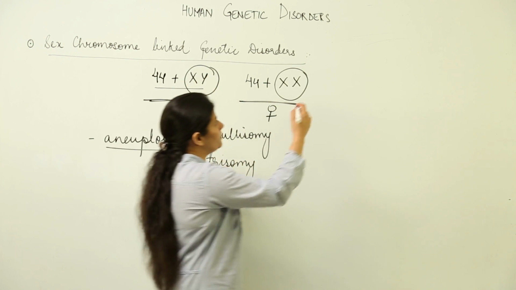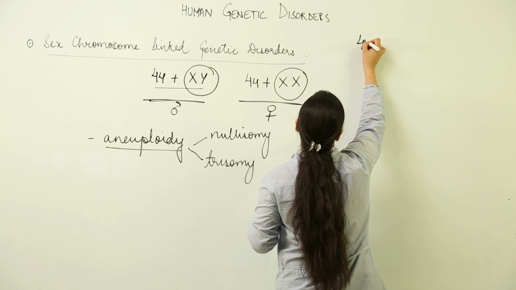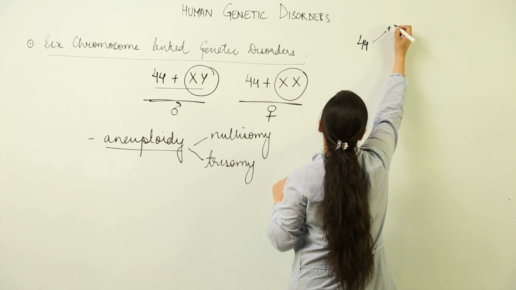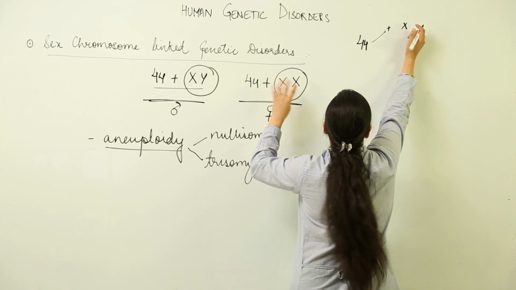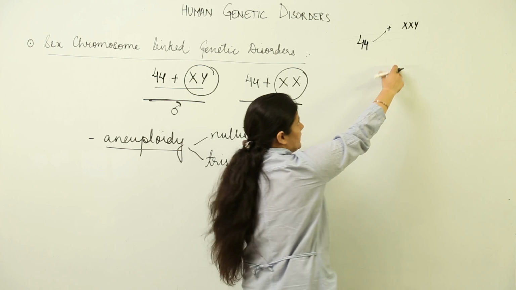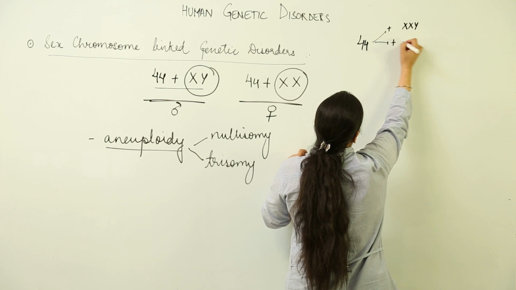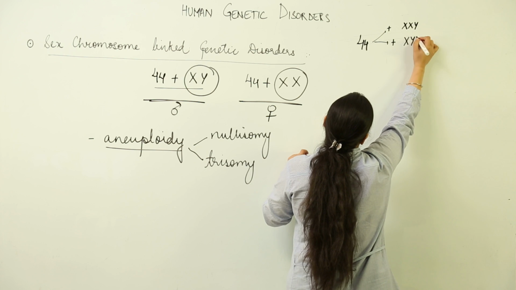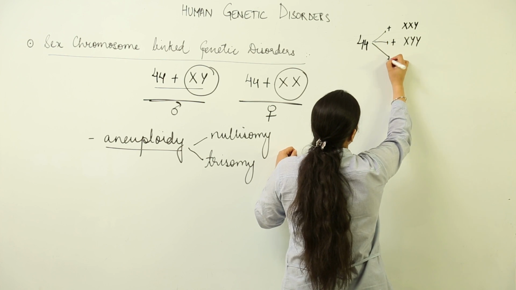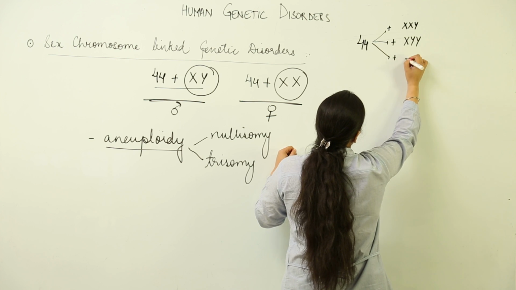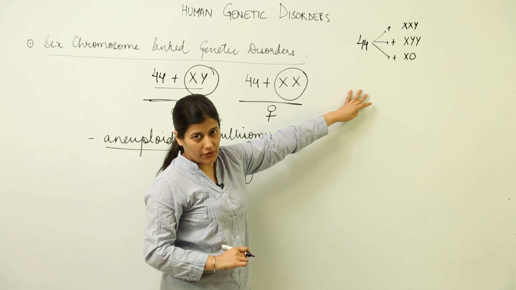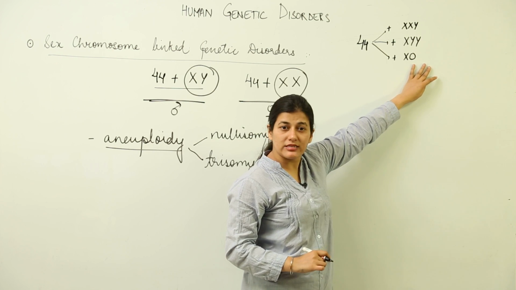Now, the condition could be that you have 44 autosomes which would be intact, they will not be affected. The first condition is that normal individuals are like this. Supposedly, there is an extra X in the male, or there is an extra Y in the male again, or there is a condition that it could be XO, where the normal X would be missing.